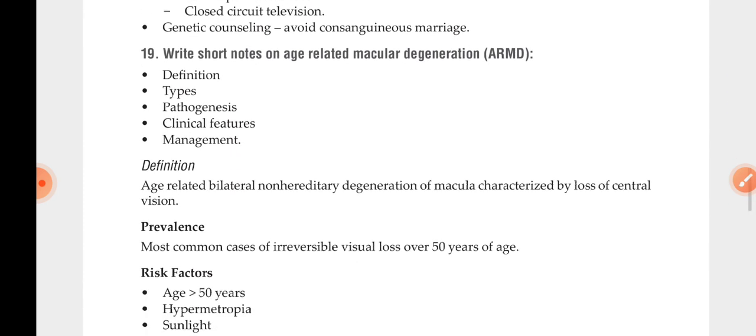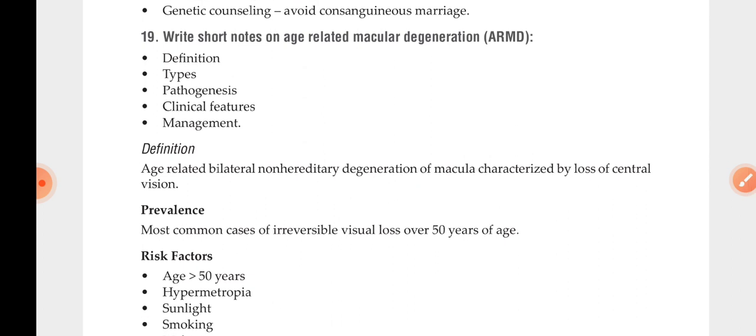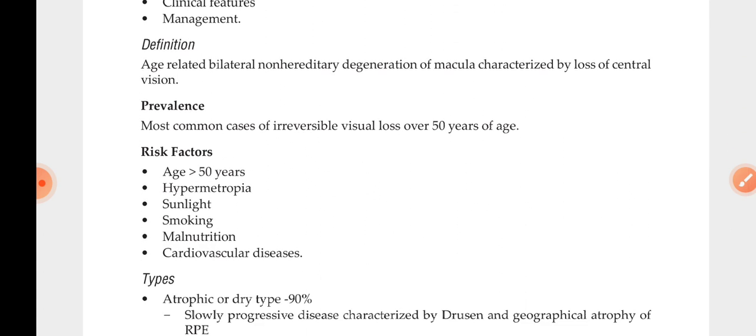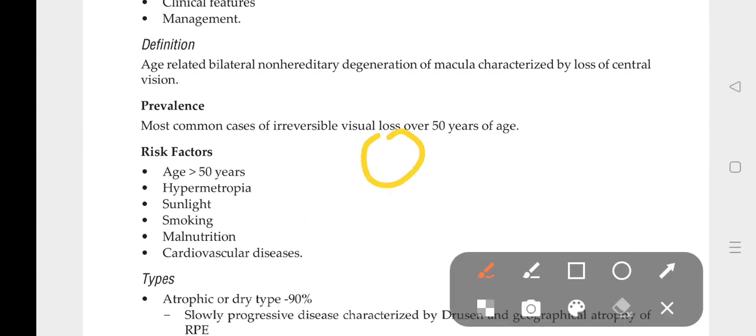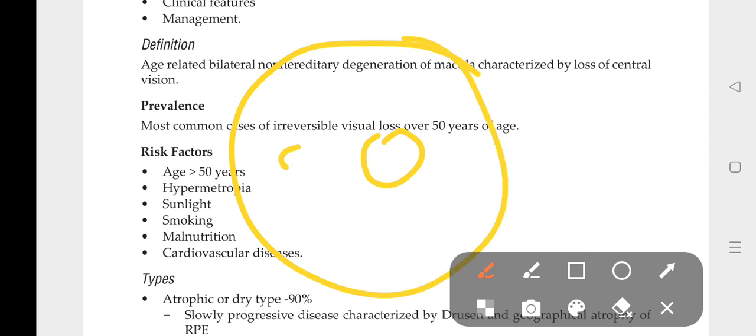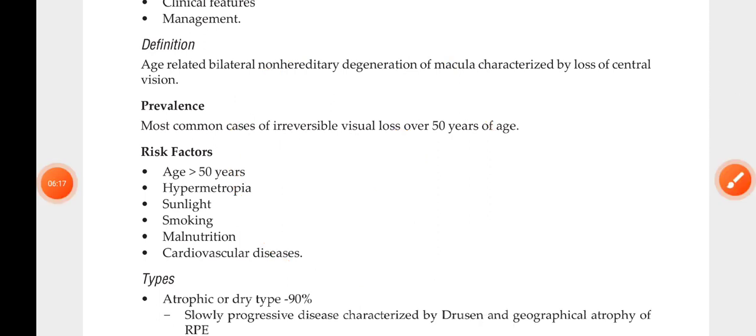Next, we will also deal with age-related macular degeneration in this video: definition, types, pathogenesis, clinical features and management. It is an age-related, bilateral, non-hereditary degeneration of the macula characterized by loss of central vision. This is the macula in the fundoscopic view, with the optic nerve here. If the macula is gone, central vision is gone.